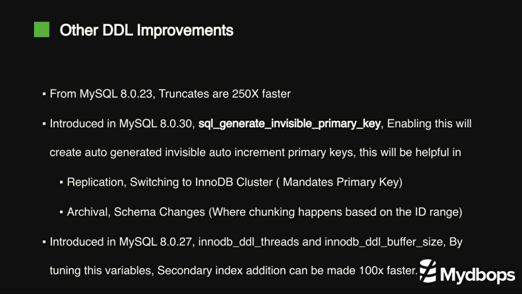It creates a row identifier with an auto-increment primary key, which will be very useful in terms of archiving and performing schema changes.